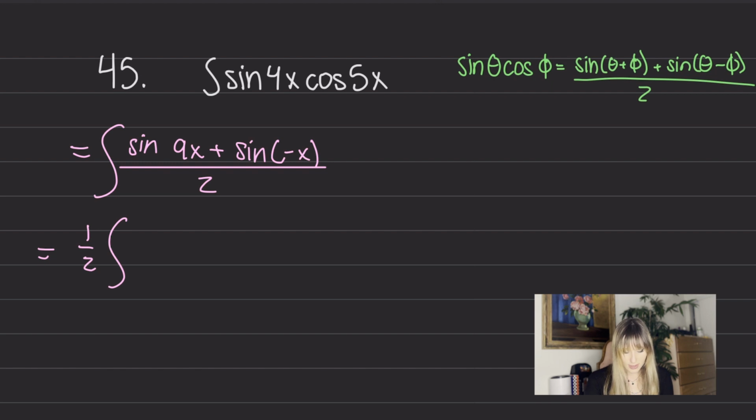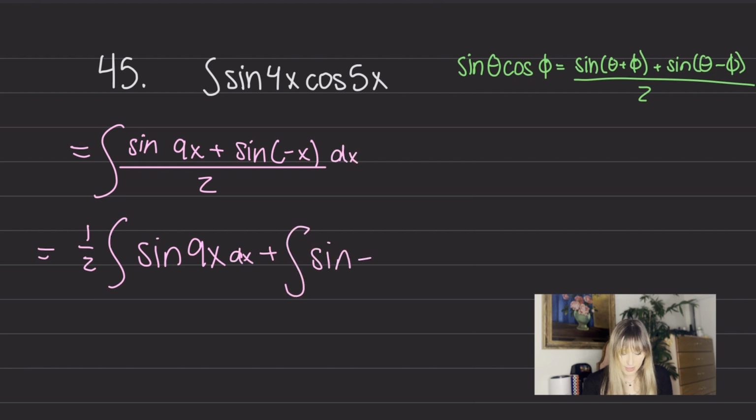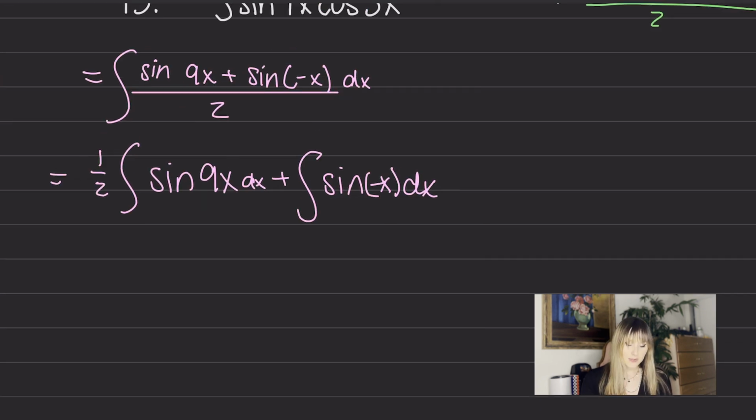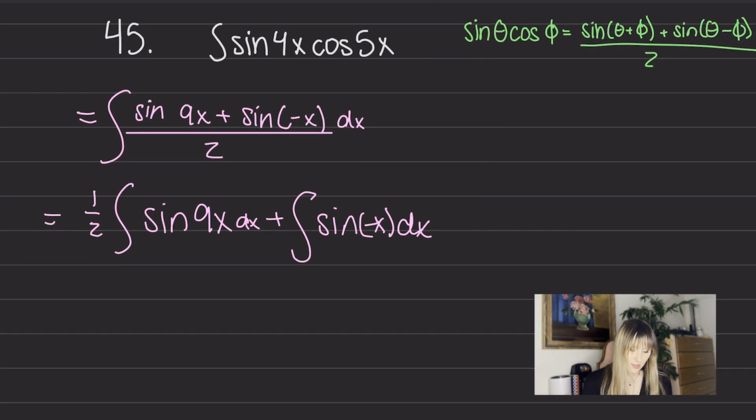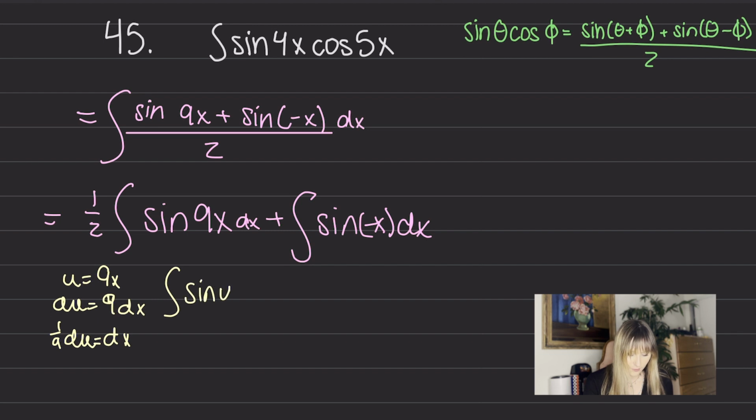So we get sine of 9x plus dx, obviously. Sine of minus x dx. Since the derivative isn't inside, I'm just going to do a quick u substitution for each of these. So we have u is 9x, du is going to be 9 dx, so dx is going to be 1/9 du. Plugging that in, we have sine of u times 1/9 du. And that is going to be 1/9 times minus cosine of u.